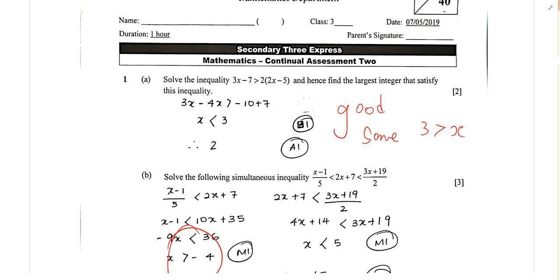Some people put this as the answer, 3 greater than x. Mathematically, nothing wrong, but presentation-wise, when I ask you to solve an equation, will you write down 3 equals x, or will you write x equals 3? X equals 3, right? Nobody will write 3 equals x, isn't it? So same thing, we put an unknown first, x less than 3, instead of 3 greater than x.